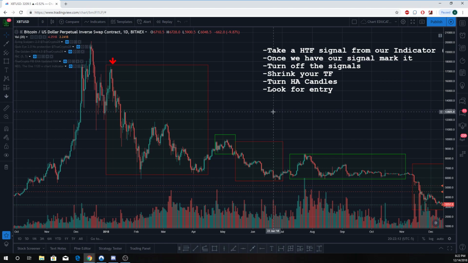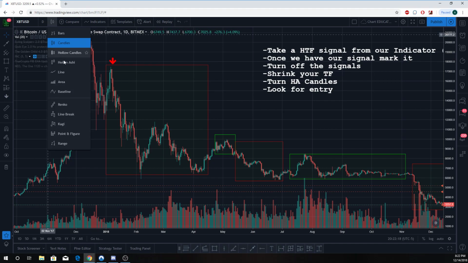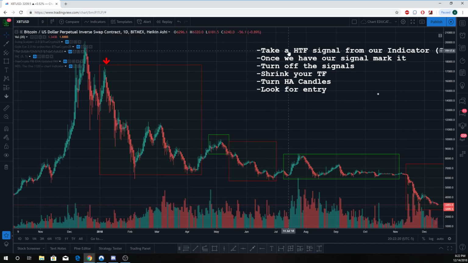So let's see how it would have worked out. We seen this was long the whole way, so you know how that would have worked out. Golden, right? All right. Well, let's see this. Now we got to flip it to Heikin Ashi. So we got our signal. We marked it, we turned off the signals, we shrunk the time frame to the daily. Now we turned on our Heikin Ashi.